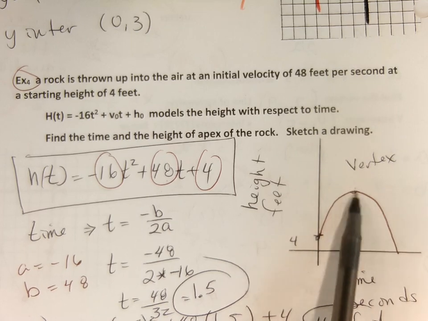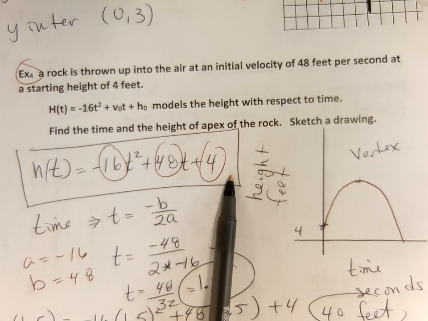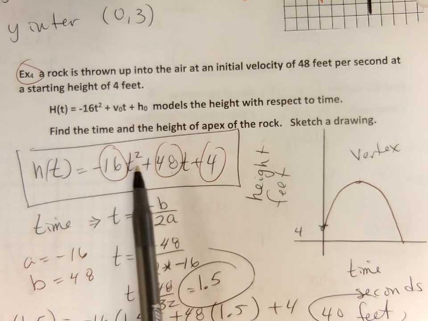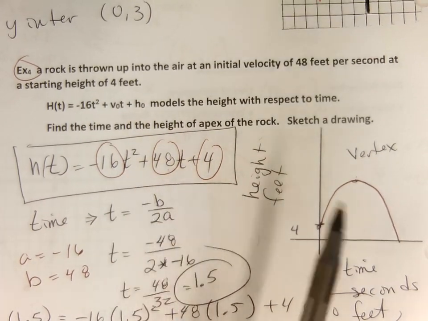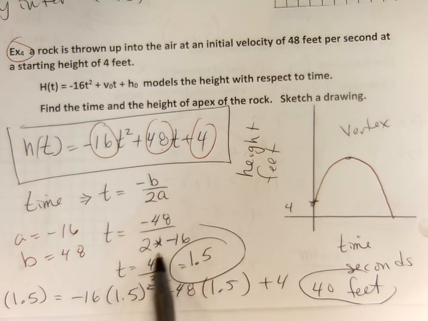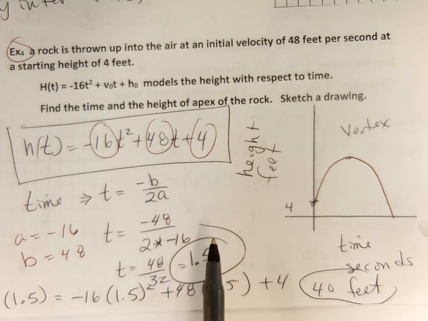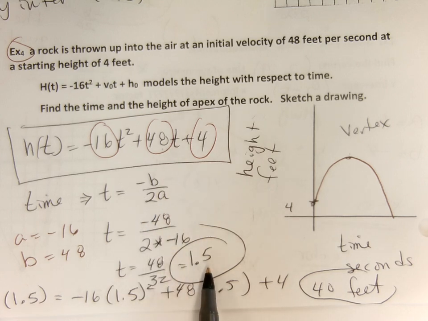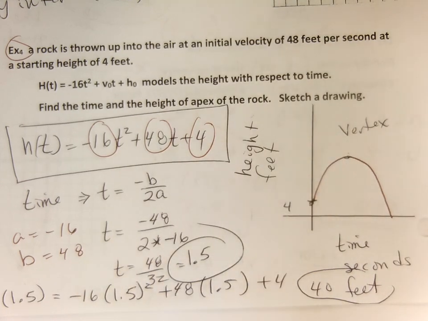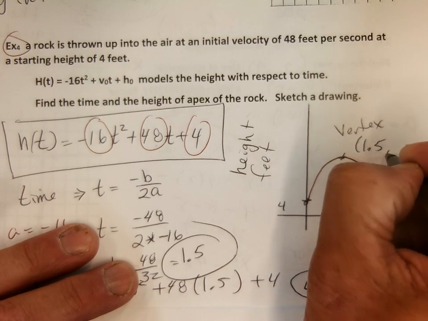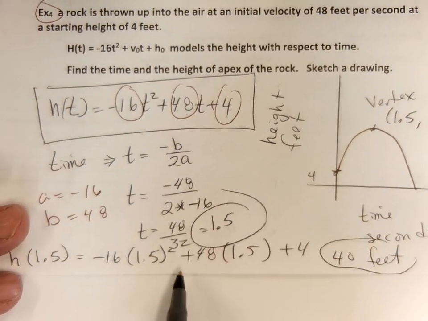If I want to know the highest height, I need to use my formula. Same formula, negative b over 2a. So there's a, b, and c. I needed negative b over 2a, so I put my negative 48 over 2 times my negative 16 for a and b, and then I simplified it, 48 over 32. I used my calculator, I got 1.5. So I know the time. That makes sense. The time is 1.5. That's the time.